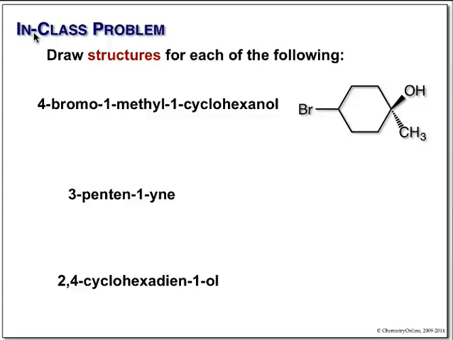Our next one is a simple alkyne. It's a pentene-1-yne. So we have a 5-carbon chain with a triple bond in carbon number 1. We also have a double bond in carbon number 3. Putting it together, it should look something like this. 1, 2, 3, 4, 5. 5 carbons, triple bond in carbon 1, double bond in carbon 3.